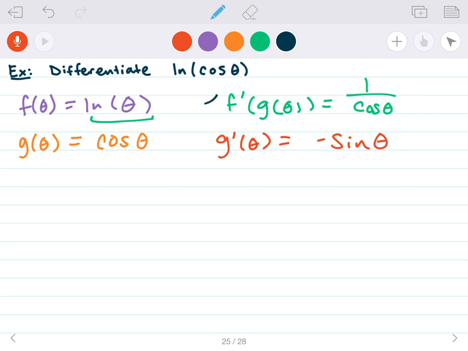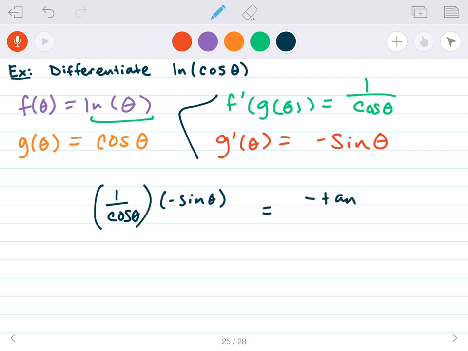And so I have everything I need now. Now I multiply these together to get 1 over cosine times negative sine. And that's pretty much it. I mean, you could simplify this if you wanted to, but you don't have to, because this is an identity. This identity is actually equal to negative tangent, but again, you don't have to simplify this. This is good enough.